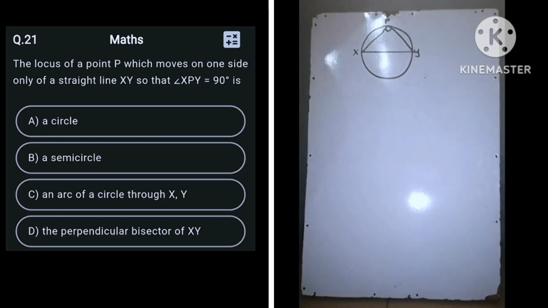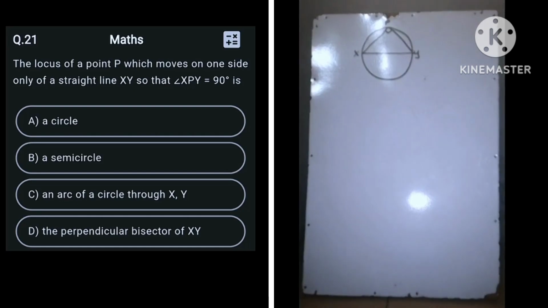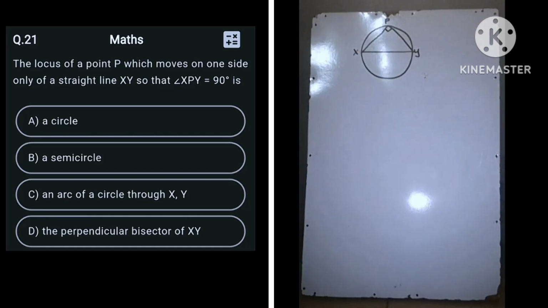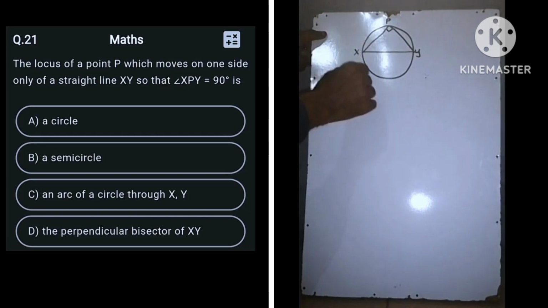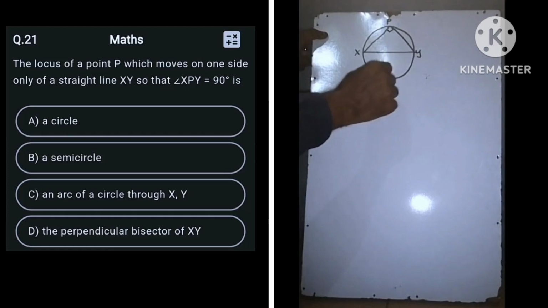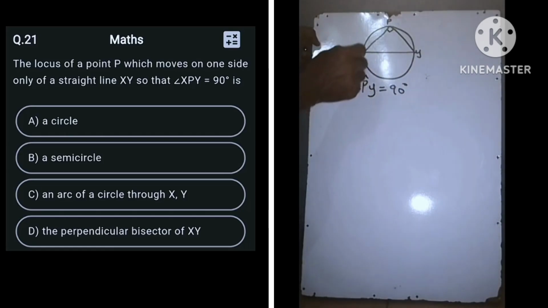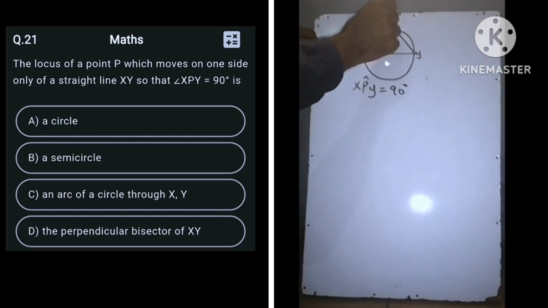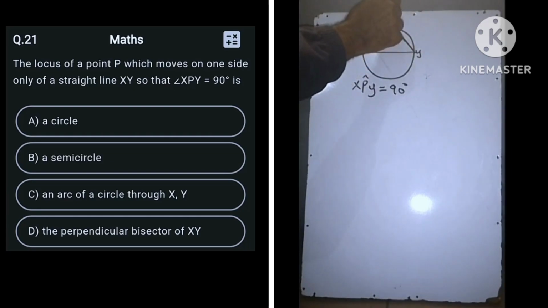Now, this question is coming from conic section, which is under further maths. And they're talking about locus. Like we have the ellipse, we have the parabola and the hyperbola. Now, at this point, since they gave us XPY equals 90 degrees, the angle is at P. So these 2 points, where they meet, they form the locus. So this is where the locus is.